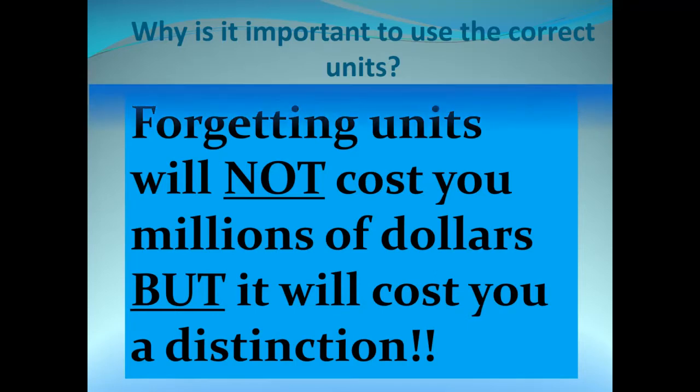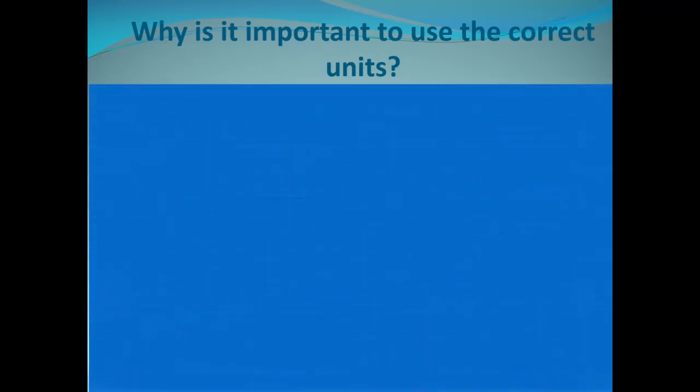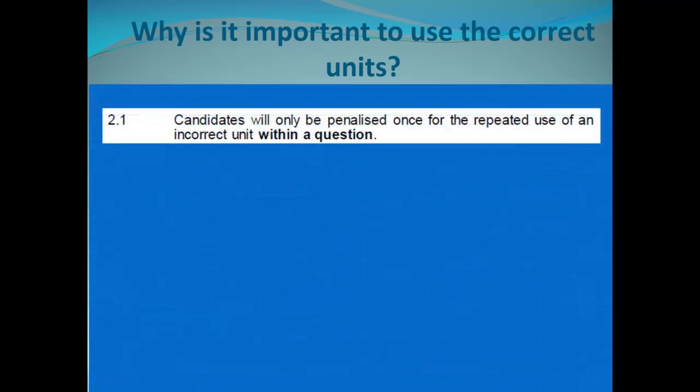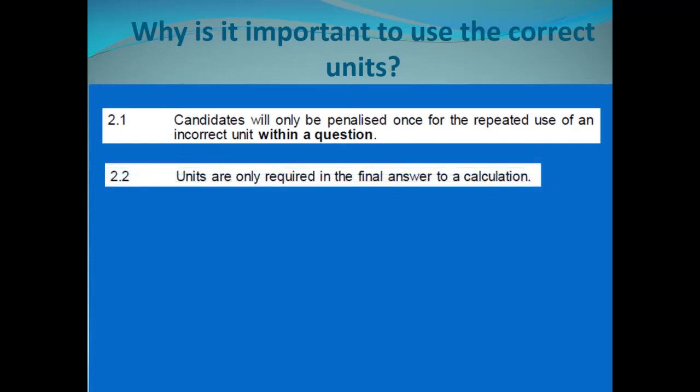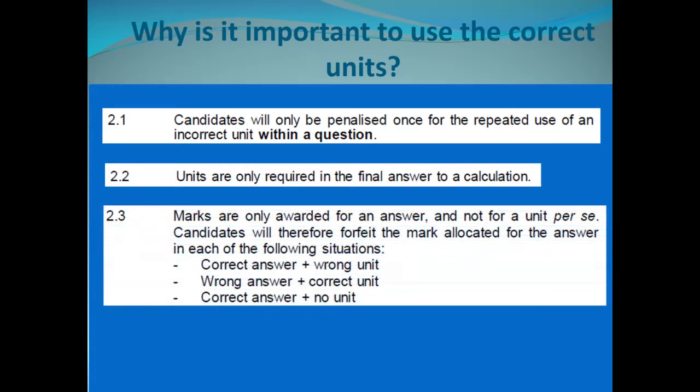So, this is from the marking guidelines. You will only be penalized once for the repeated use of an incorrect unit within a question. So at least you only throw 1 mark away. You also only need to put the unit for your final answer. But marks will only be awarded if both are correct. You will lose a mark if you have the correct answer and the wrong unit: no mark. Wrong answer and correct unit, no mark. Correct answer and no unit, no mark. That is throwing marks away.